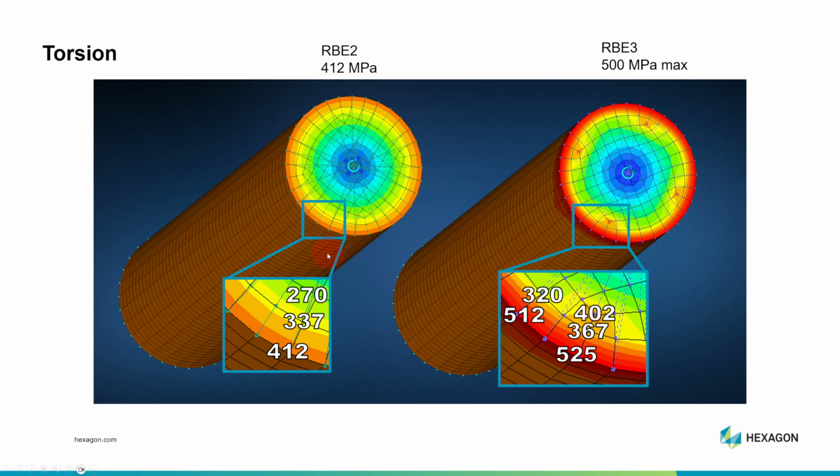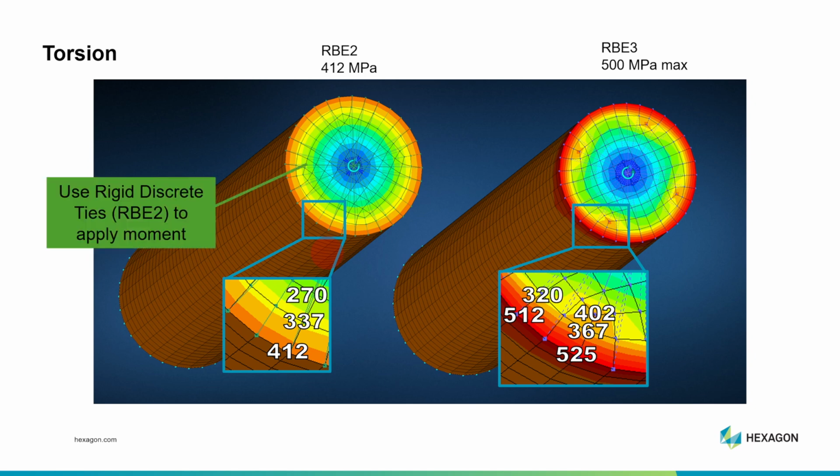Now recall that people are sometimes concerned about using RBE2s because they add stiffness to the model. In this case, that's a non-issue. The stiffness that's added to the model would prevent a change in shape of the end section of the rod. However, a rod undergoing torsional twisting doesn't actually have a shape change, it's just that the shape rotates. So in this case, the stiffness of the RBE2 is absolutely not problematic. Based on what we've seen, it's best to use rigid discrete ties to apply moments. The rigidity of the RBE2 is not a problem for this scenario, but the RBE3 does not distribute the load in a way that's very useful.